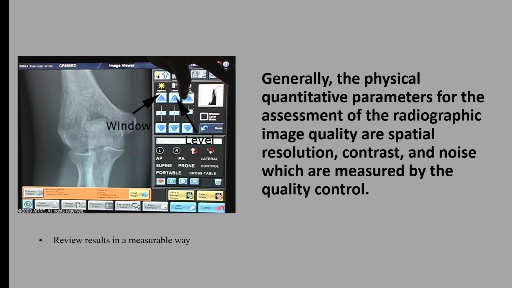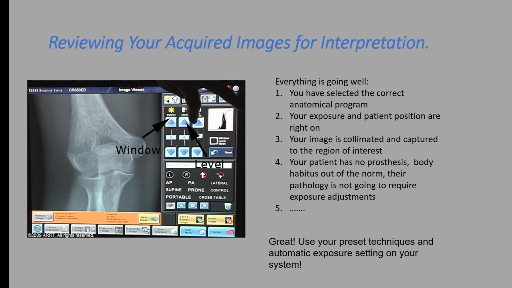In other words, do we have enough signal to get a good quality image? Okay, everything is going well. You've got a great patient. You've selected the correct anatomical program. Your exposure and patient position are right on. Your image is collimated and captured to the region of interest. Your patient has no prosthesis or body habitus out of the norm, and their pathology is not going to require you to adjust your position exposures.